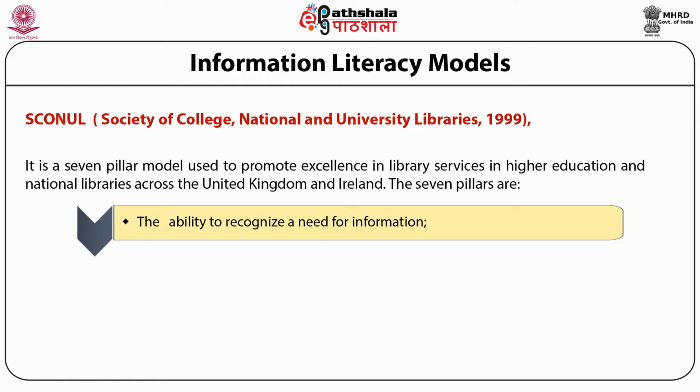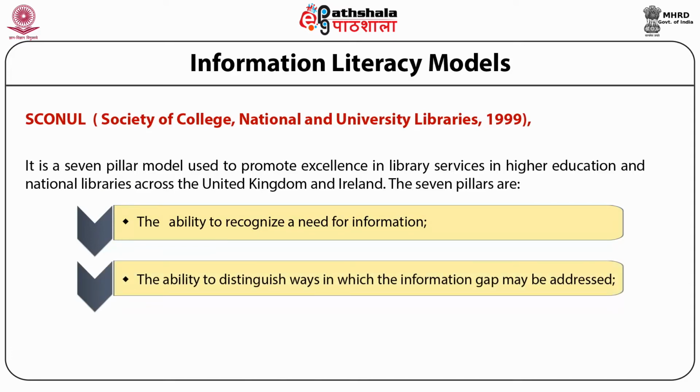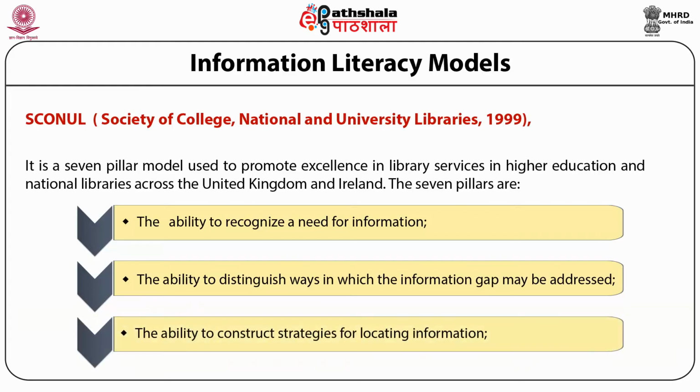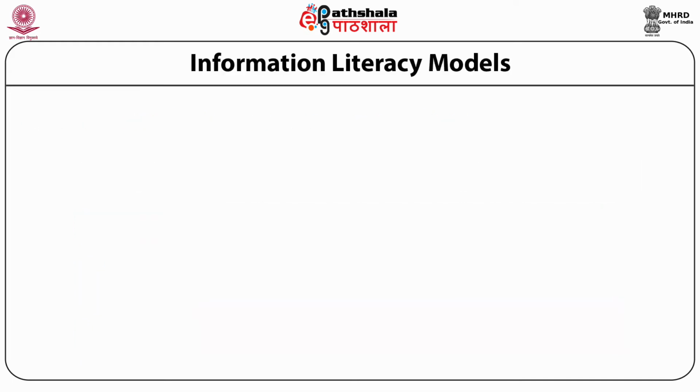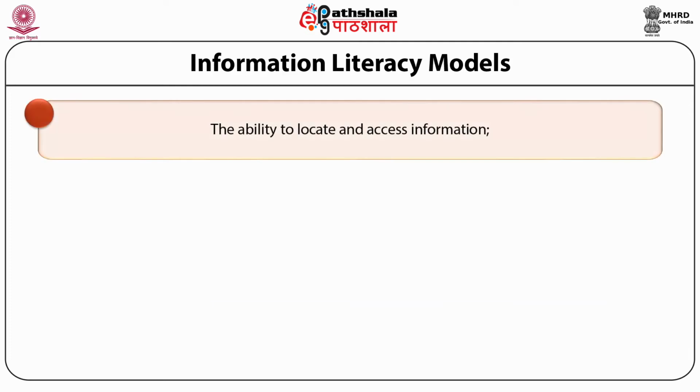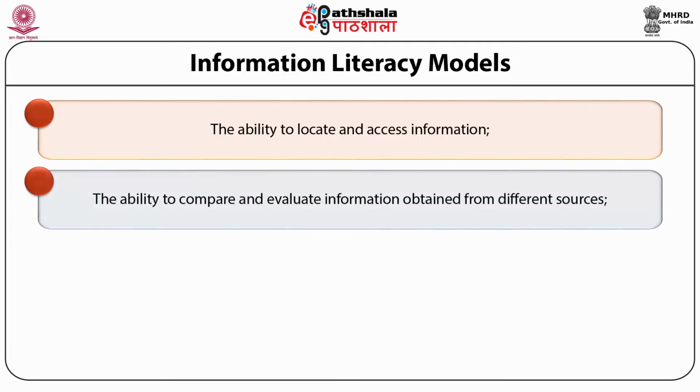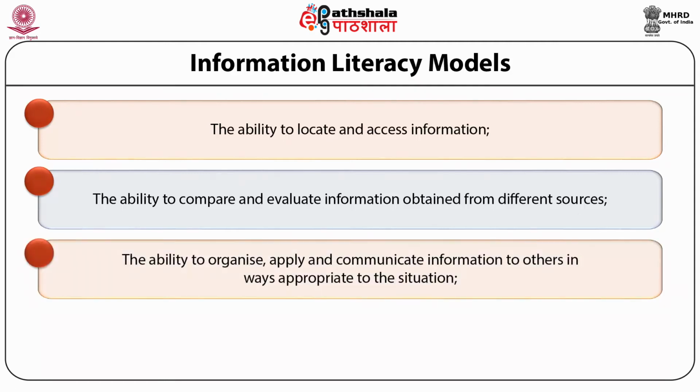Then the second pillar is the ability to distinguish ways in which the information gap may be addressed. Third pillar is the ability to construct strategies for locating information. The fourth pillar is the ability to locate and access information. The fifth pillar is the ability to compare and evaluate information obtained from different sources. Sixth pillar is the ability to organize, apply, and communicate information to others in ways appropriate to the situation.